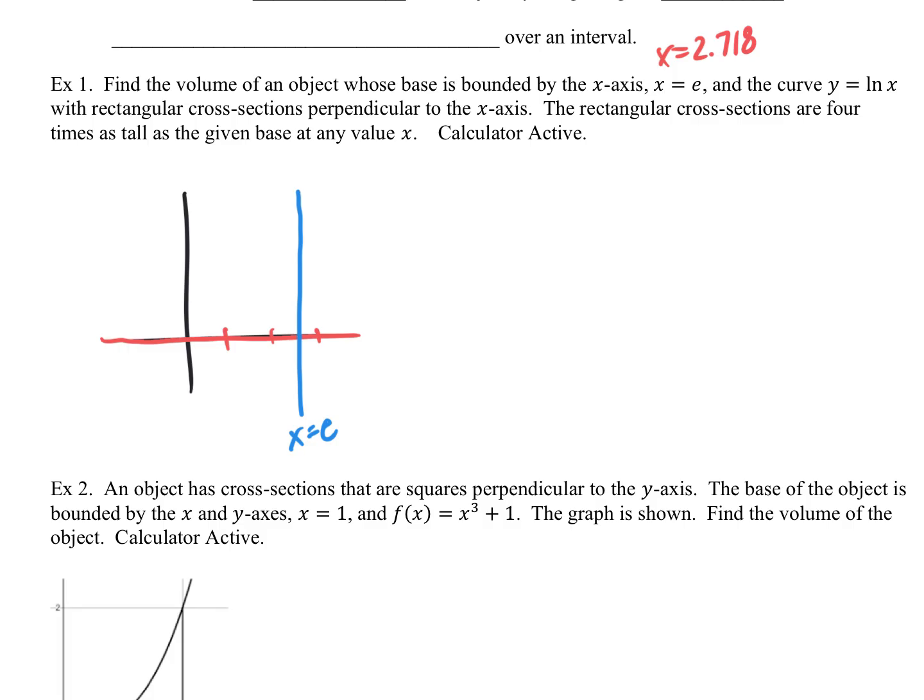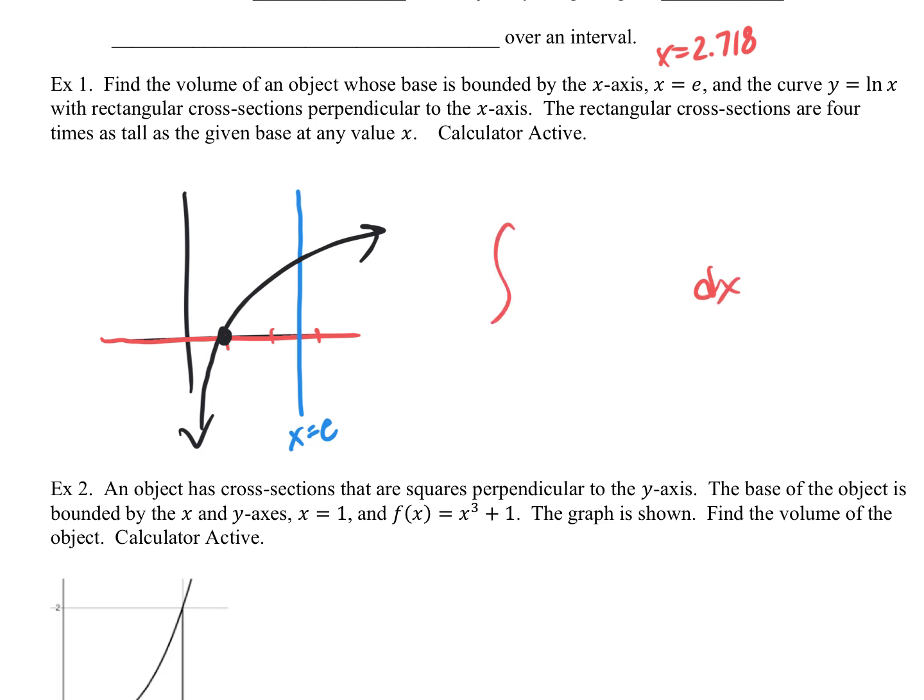Because e is 2.718. ln of x. Does anyone remember what ln of x looks like? It actually goes through the point 1, 0. Again, don't lose sleep on what these look like, especially on this one. We get a calculator. So if I were to graph ln of x, there's my ln of x graph. x equals e is just a vertical line. Okay. And I'm saying that we've got now rectangular cross sections. What the what? We're going to draw it by hand.